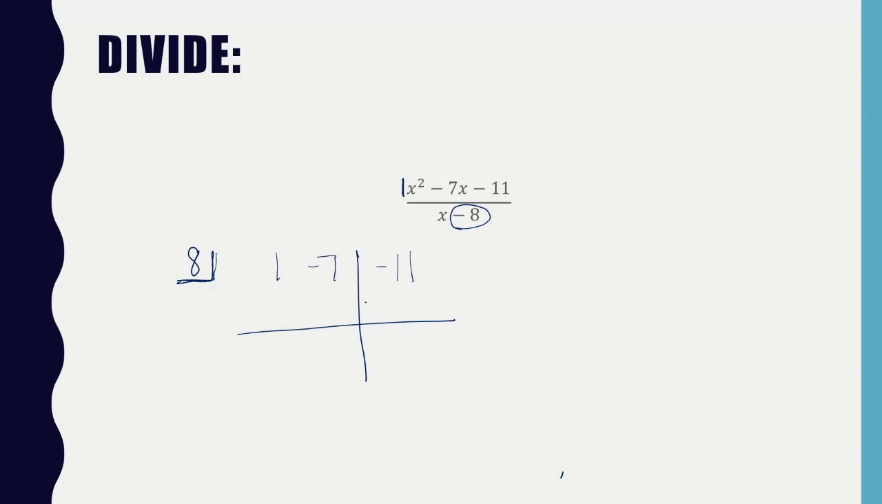Now notice I've left myself a little space here under the numbers. First step is to bring down the 1. Then we multiply. 8 times 1 is 8. We're going to add that column. -7 plus 8 is 1. We're going to multiply again. 8 times 1 is 8. And then I'm going to add my column and I get -3. Now, the reason that I keep this second part sectioned off is because that is the remainder. This is the answer, and this is the remainder over here, okay?